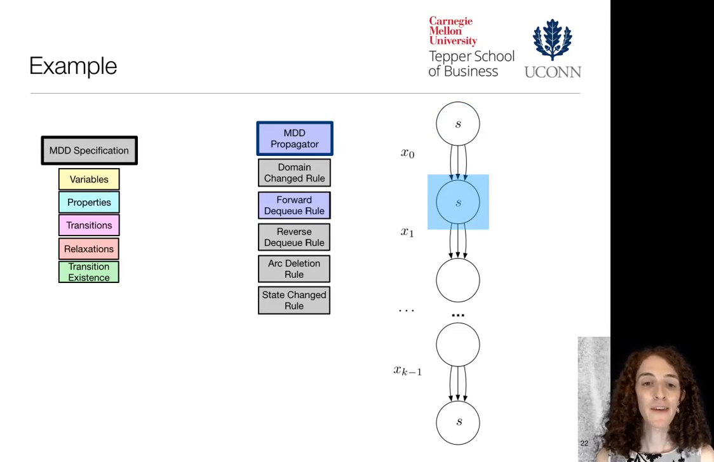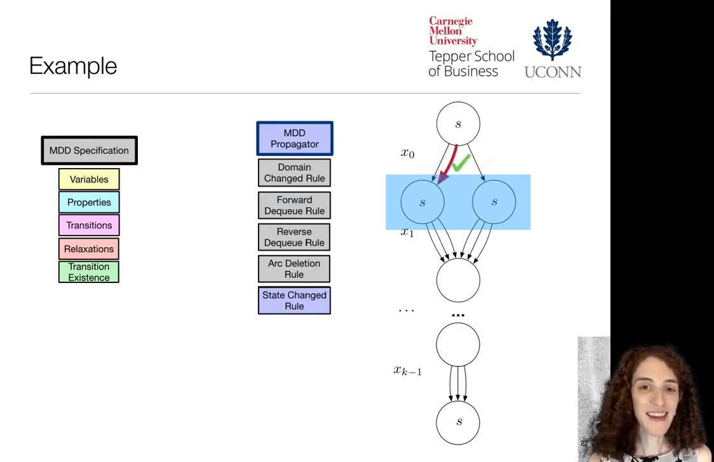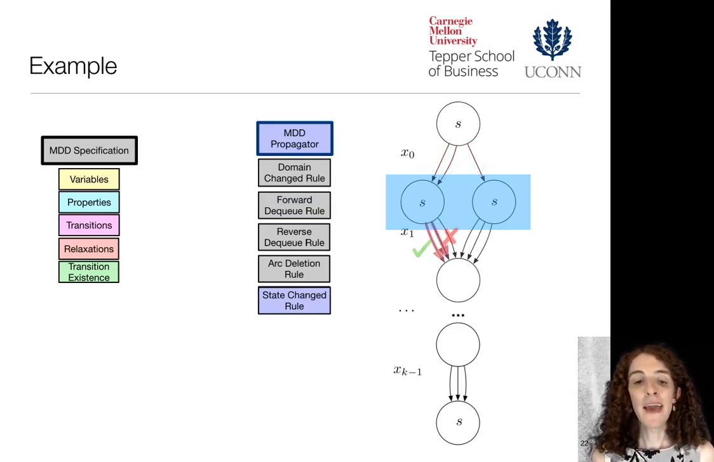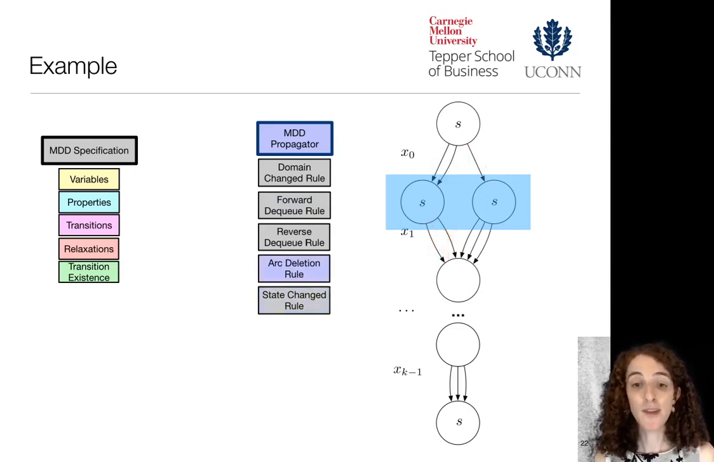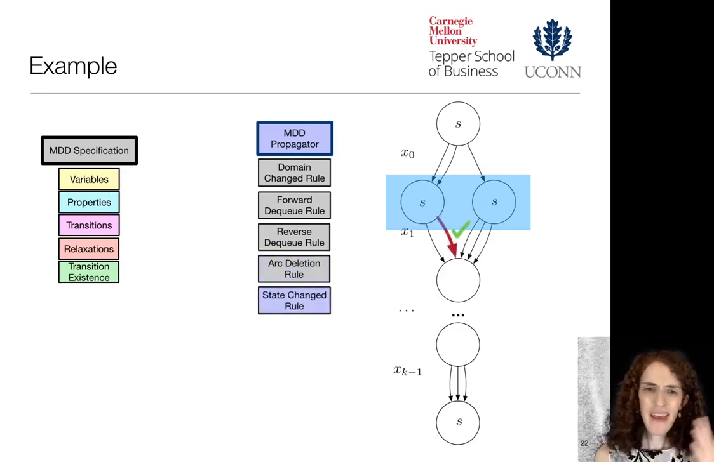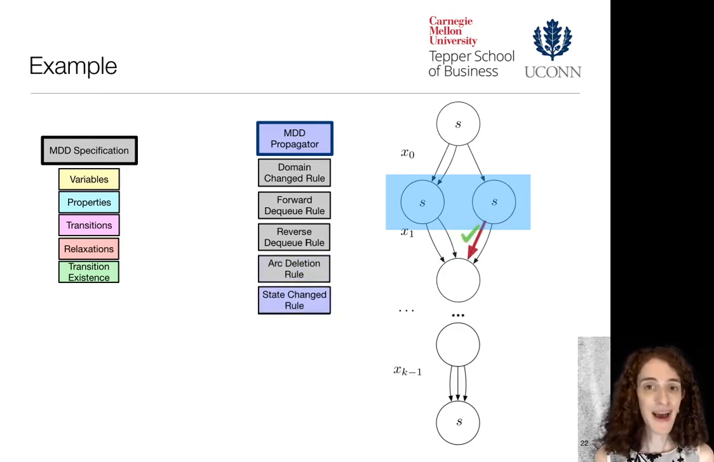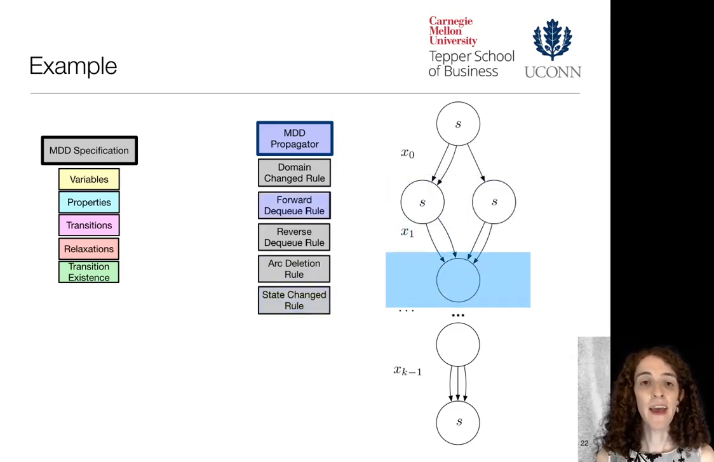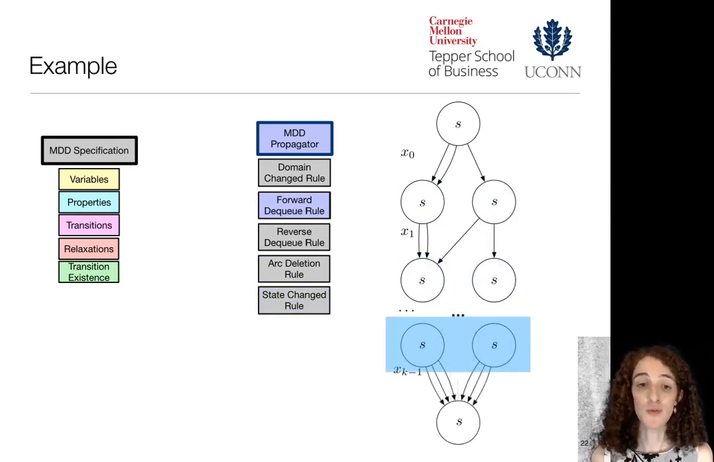And it will do that by doing a forward pass, calling the forward to queue rule. And as it does that, it will update states. It will split states, which will also be updating the state. It will then, whenever a state's updated, go over all of the arcs, see if it can delete any. If so, it would call the arc deletion rule. And this whole process just continues down the MDD in this forward pass. Once it has finished that forward pass, it would do the reverse pass, just going the other direction. And this whole time, if an external propagator were to remove a value from a domain, we would call the domain changed rule.